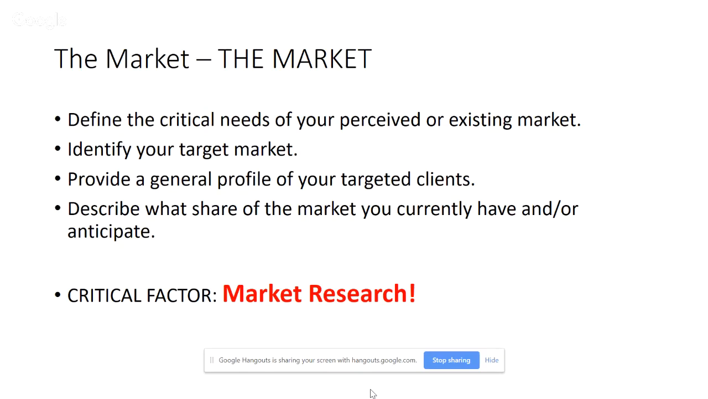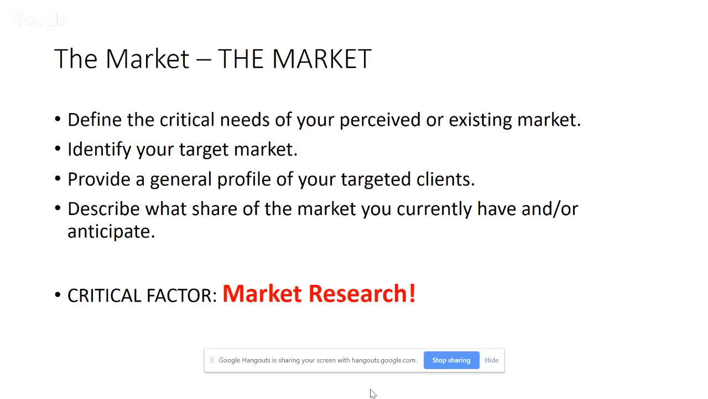So define the critical needs of your perceived or existing market. Identify your market. Who's your target market? Don't tell me everybody's your market. Be specific. Who's your target market, right? If I'm a wholesaler of coffee beans, the coffee drinkers are not my market, right? It's the grocery stores that are my market. Starbucks is potentially my market, right?